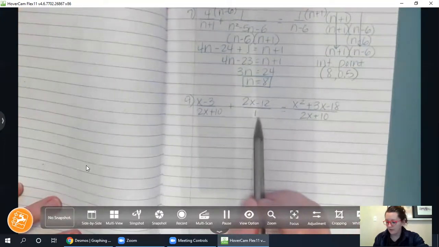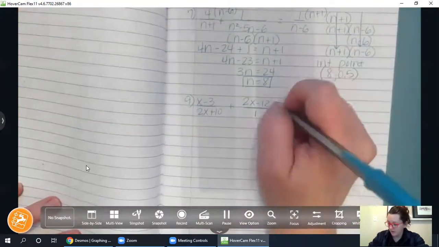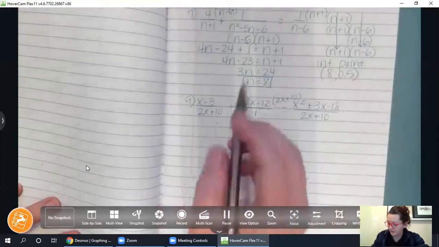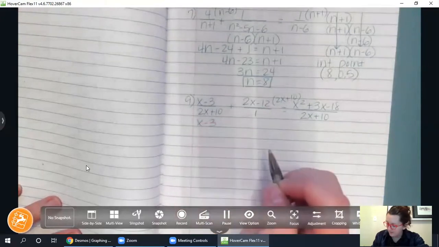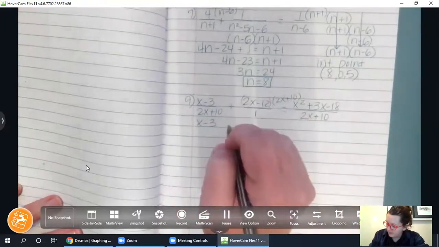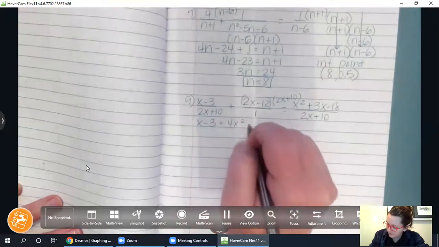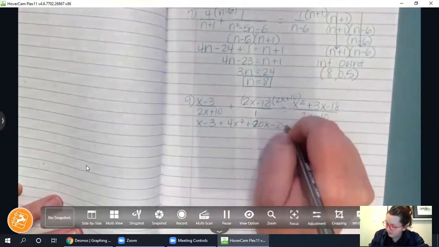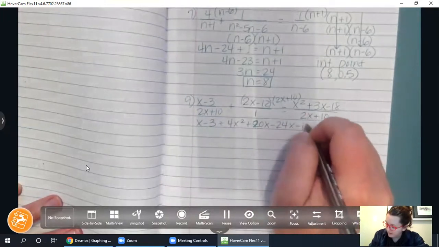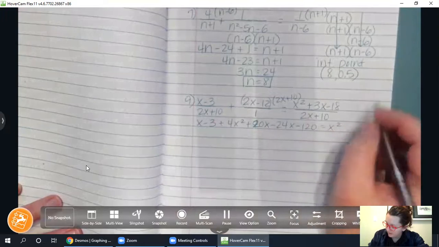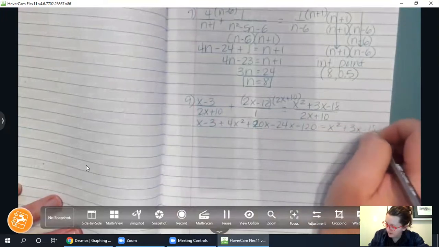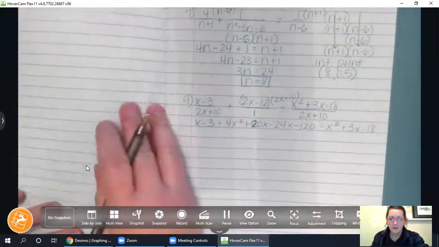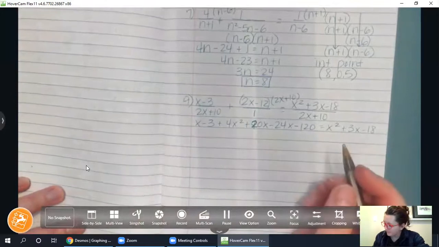And all I have is a 1 here, so I just need to put the common denominator multiplied by my second fraction here. This one doesn't need anything, so I'm going to go ahead and write it down, x minus 3. We got to FOIL these, so we get a 4x squared plus 20x minus 24x minus 120 equals x squared plus 3x minus 18. All right, there's a lot going on, but that's okay. We'll just go ahead and combine our like terms and see what we get.